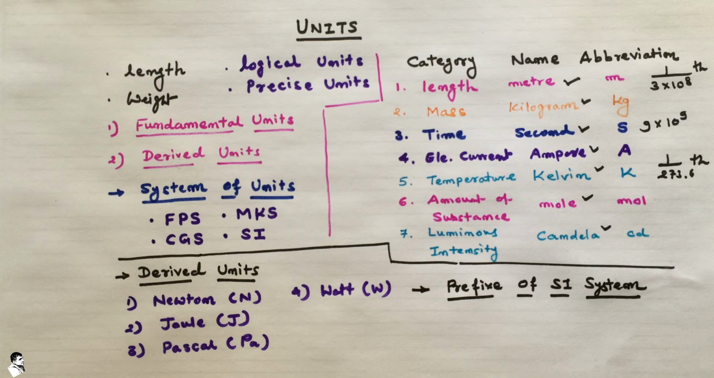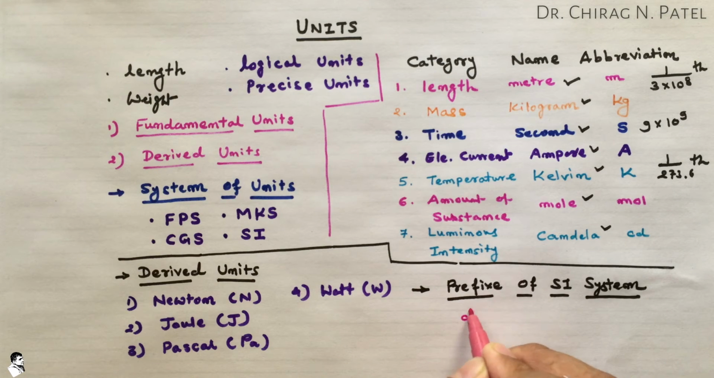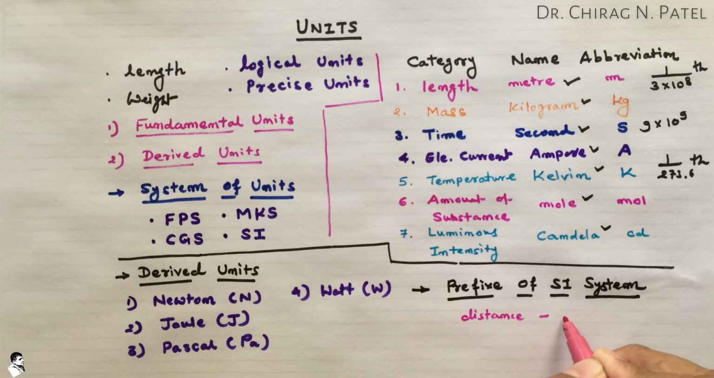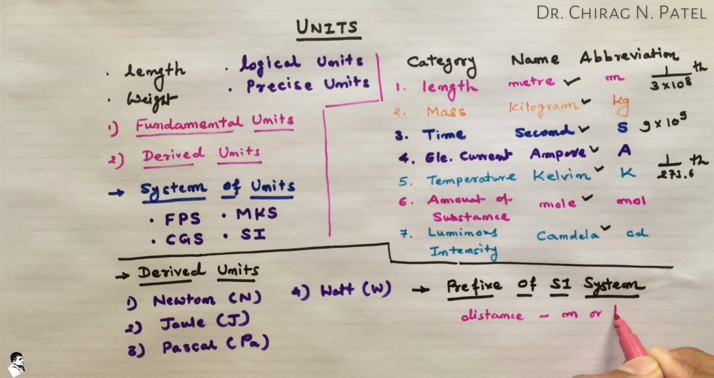If we take an example, a distance covered by a man could be measured in meters or kilometers, right? So distance is measured in meters or kilometers. Now we can say that a kilometer is nothing but 1000 meters.